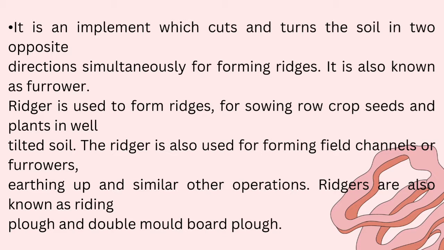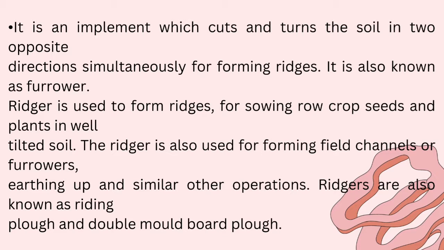It is also known as a furrower. The ridger is used to form ridges for sowing row crops, seeds, and plants in well-tilled soil. The ridger is also used for forming field channels or furrows, earthing up, and similar other operations. Ridgers are also known as ridging plow and double moldboard plow.